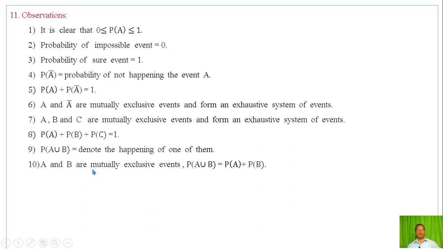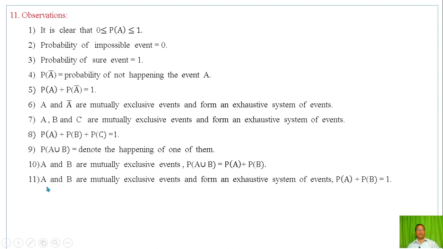If A and B are mutually exclusive events, then P of A union B is equal to P(A) plus P(B). If A and B are mutually exclusive events and form an exhaustive system of events, then P(A) plus P(B) is equal to 1.